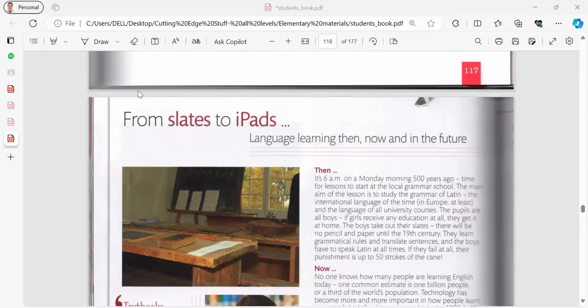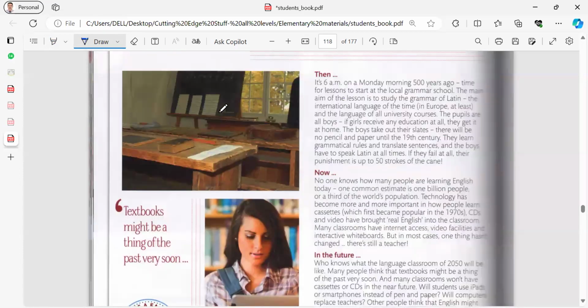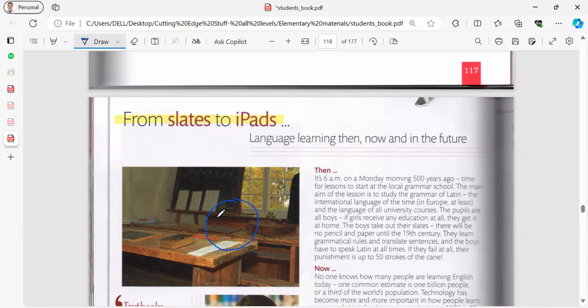So, From Slates to iPads. This is actually a strange title. From slates to iPads. What does slates mean? But before we start, look at the pictures. Here we have two pictures. What's the difference between this picture and that one? What can you see in the first picture? Exactly, a board, Ibrahim, you are right. So here, maybe a classroom, maybe an old or very old classroom.